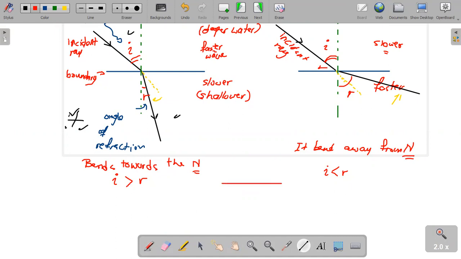Look at this. This is the boundary. This is slower or faster. Mister, are you kidding? No. And this is slower or faster. This is the incident ray. What will happen to this incident ray? It will go forward.